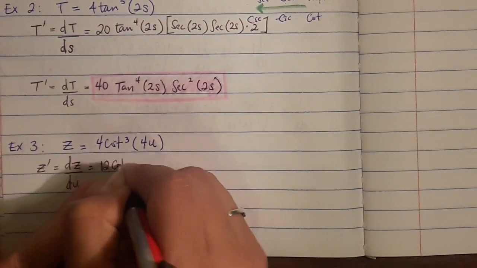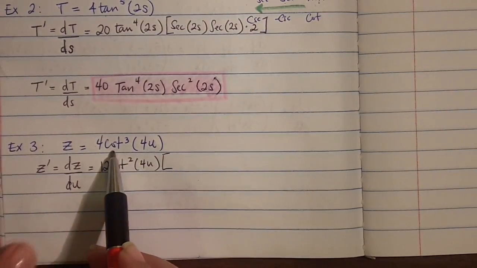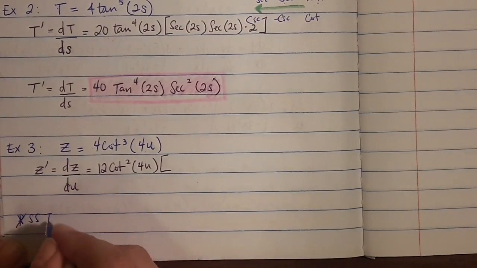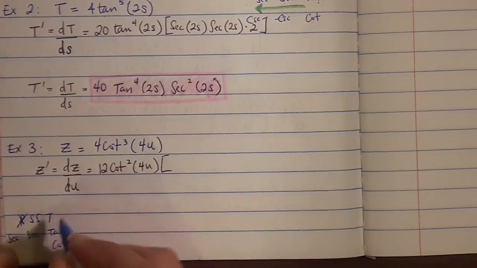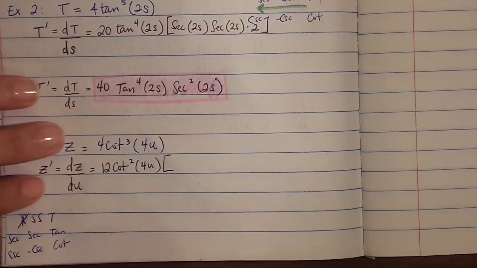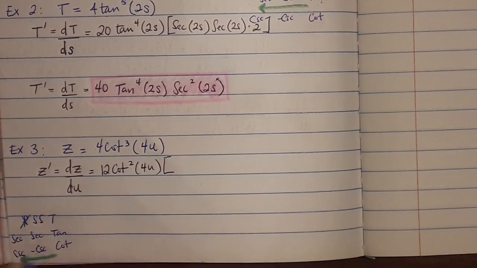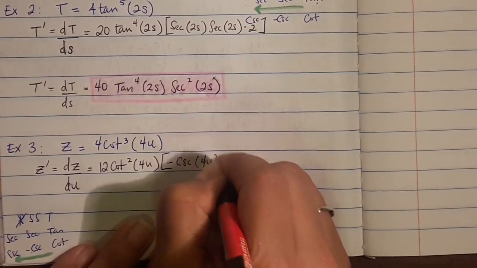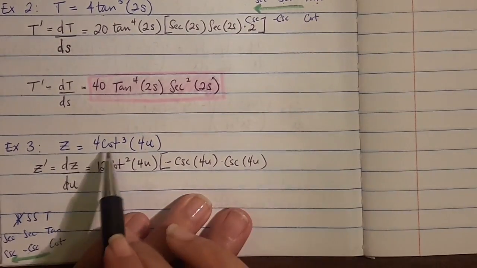3 times 4 is 12. Cot squared, because you're going to subtract 1, times the derivative of the inside. So you've got cot of 4u. So the derivative of cot: you write silent p, which stands for tan, secant, secant, and then cot, cosecant, cosecant. The one in the middle is always negative. So cot is going to go this way, so it's going to be negative cosecant times cosecant. So negative cosecant of u times cosecant of u times the derivative of the inside.